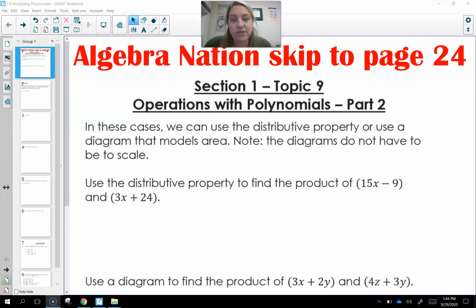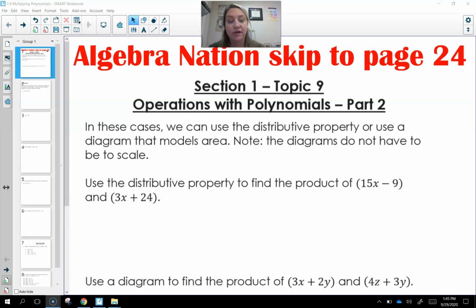Hey guys, we are going to do Algebra Nation Section 1, Topic 9 today. We are going to multiply with polynomials. So on the one before, we added and subtracted polynomials while also distributing a piece through it. So that was kind of multiplying. Now we're going to multiply whole polynomials with each other.